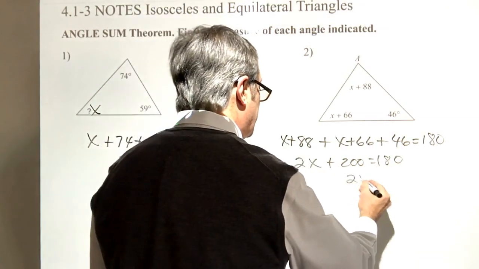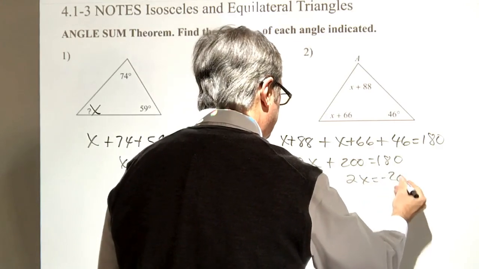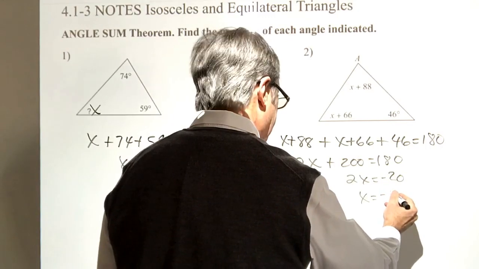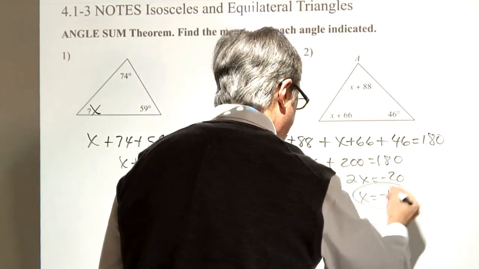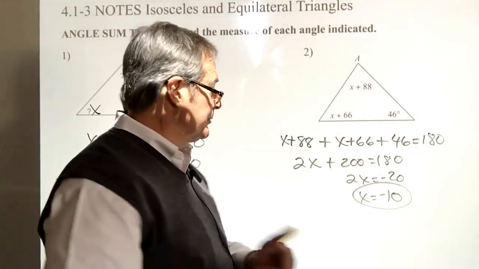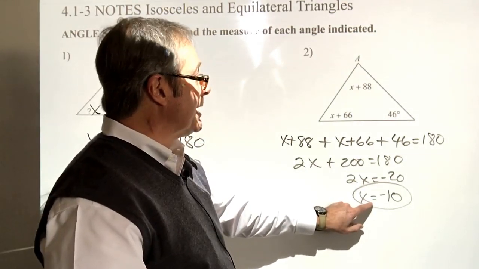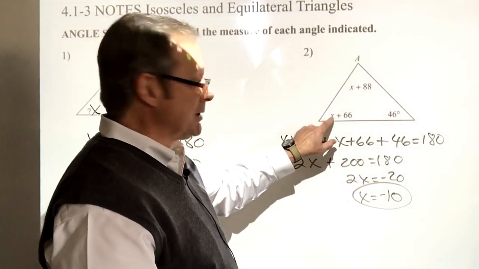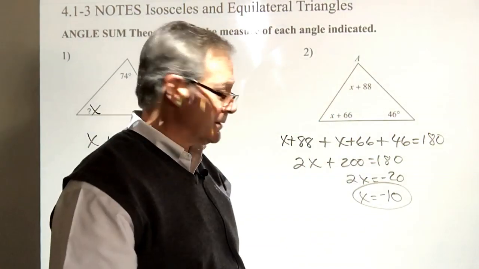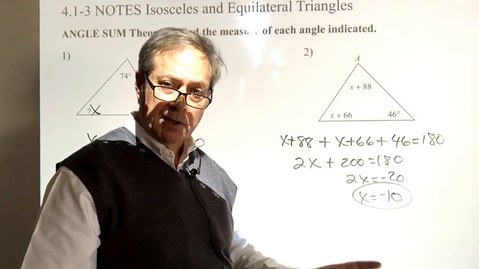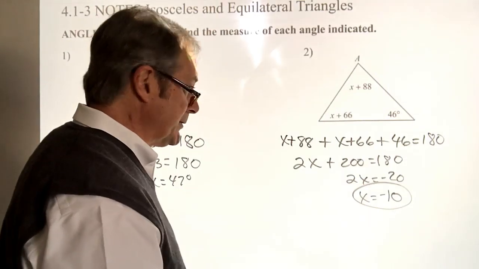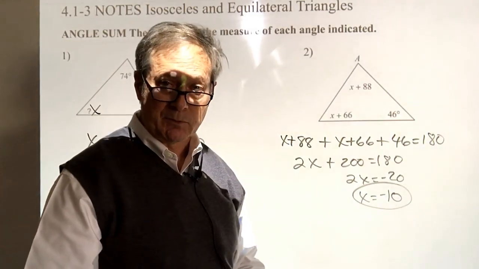Subtracting 200 from both sides, we get negative 20. Divide both sides by 2, X is negative 10. Now some of you may be thinking, yeah, but you can't have a negative angle. That's true, but this is just the value for X. So for instance, if you plug negative 10 in here, that would mean that this is a 56 degree angle. So you've got to be careful whether you're solving for X or solving for the angle, but in this case, we're simply solving for X, and that's problems 1 and 2.